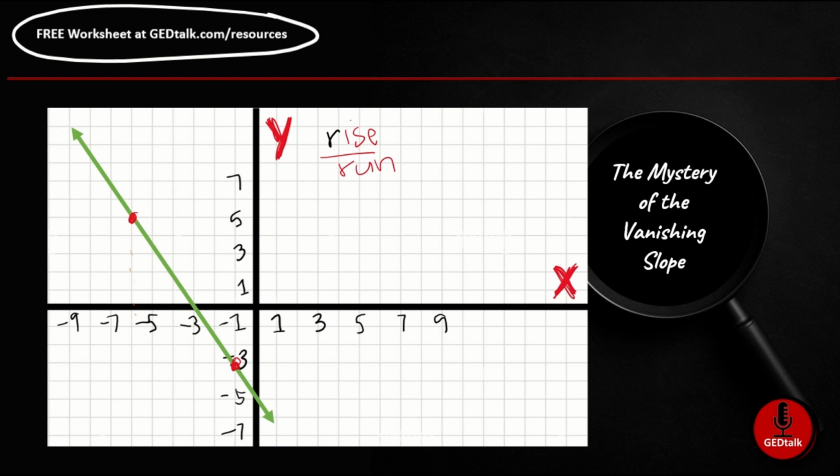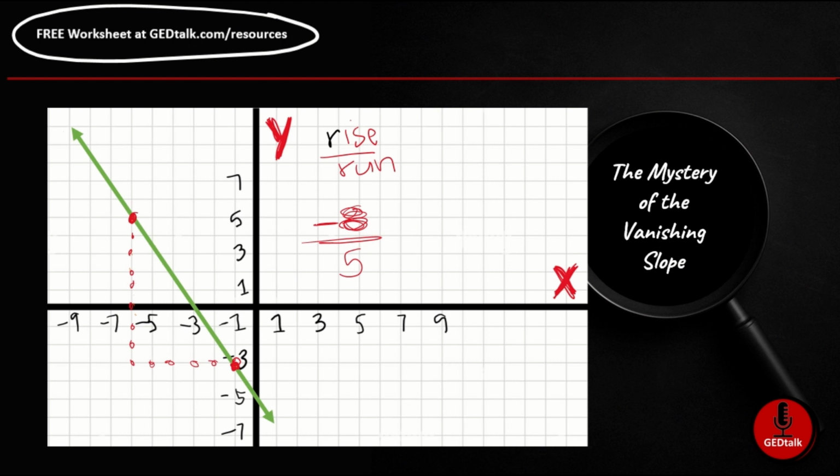So I need to count the rise. Rise is going to be represented by the y-axis. So let me count, and I went negative, right? Because I'm going downwards. So 1, 2, 3, 4, 5, 6, 7, 8. So I went down -8. And then how many did I go over? Well, let's start counting. 1, 2, 3, 4, 5. So now I have 5. So the rise over run is -8 over 5.